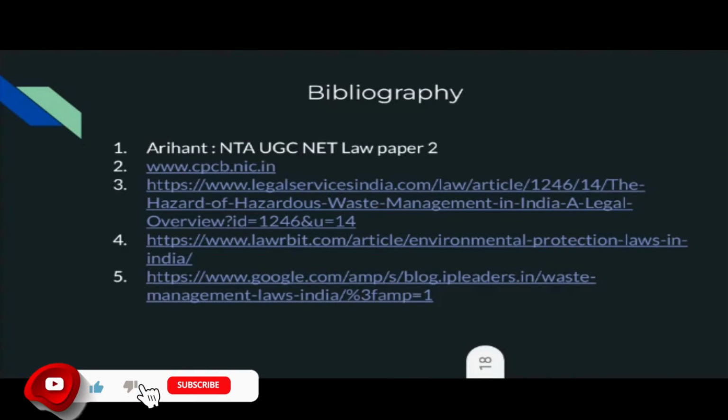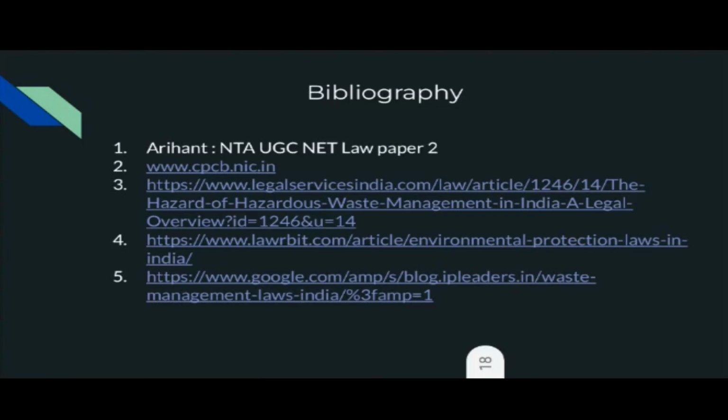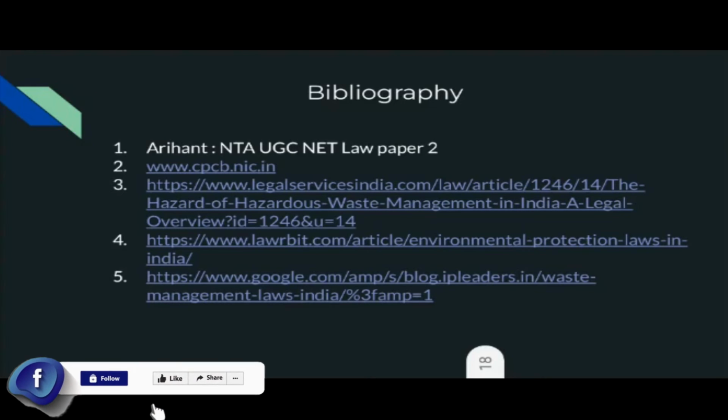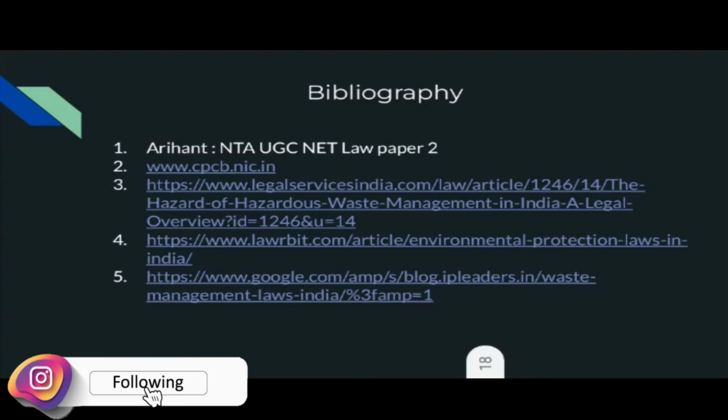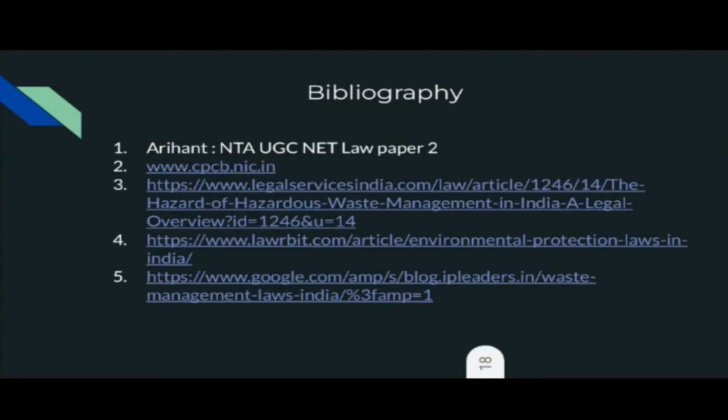Now I'll deal with bibliography. First of all, we can refer to the book of Arihant, dealing with NTA UGC NET Law Paper 2. So that's a good book. It deals with all this topic in a brief manner, and also the previous questions and other kinds of MCQs dealing with that particular topic are provided after that topic.